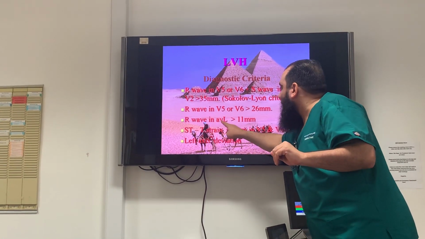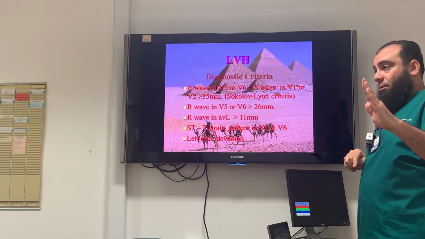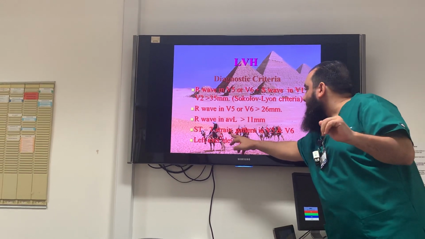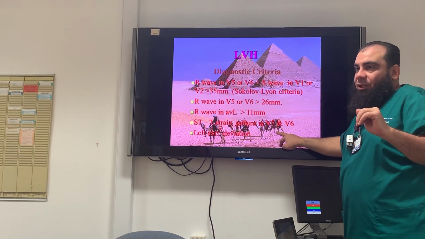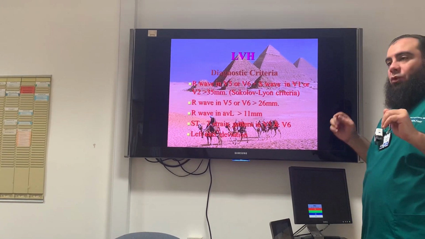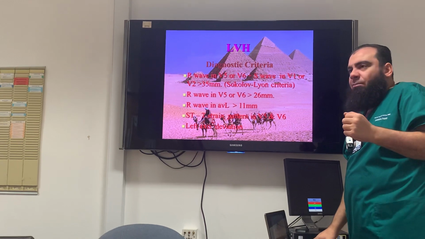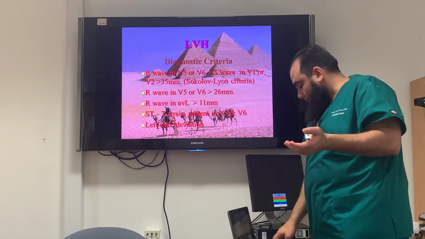R wave in AVL more than 11 small squares is another criterion. Okay? The strain pattern again in V5 and V6, I have explained earlier. Left axis deviation is not a diagnostic criterion, but it is a finding, because left axis deviation can be for any other reason, isn't it?